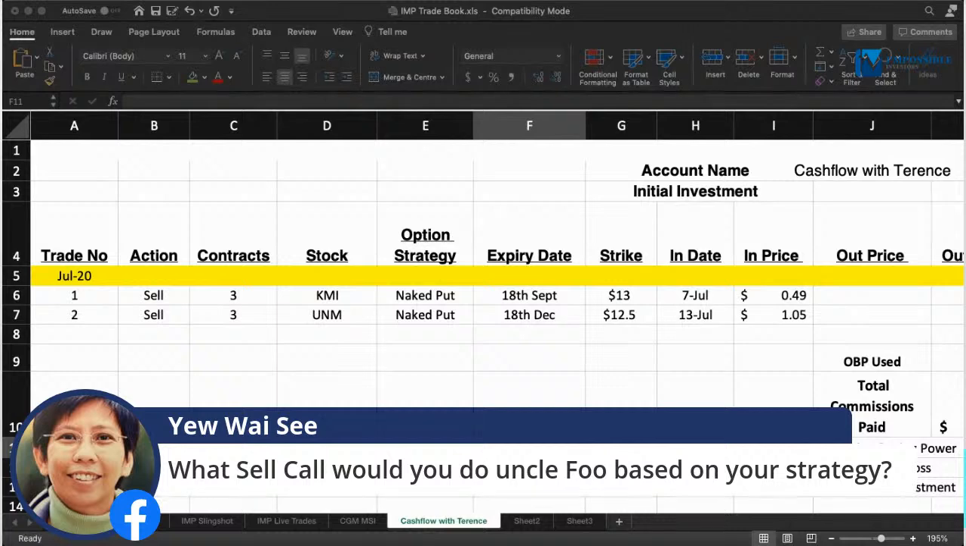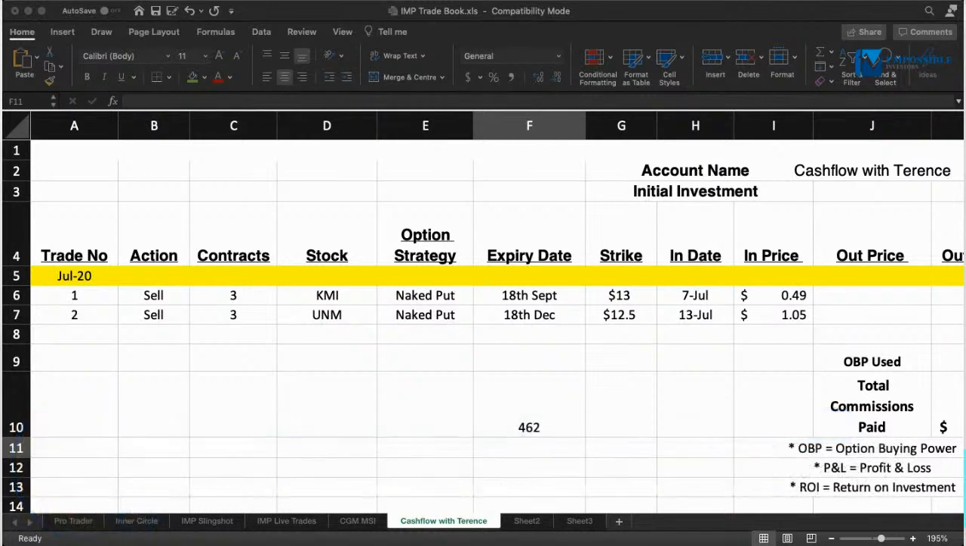I think YC is just asking, if you're going to do a covered call on this, what call option strikes are you going to sell?